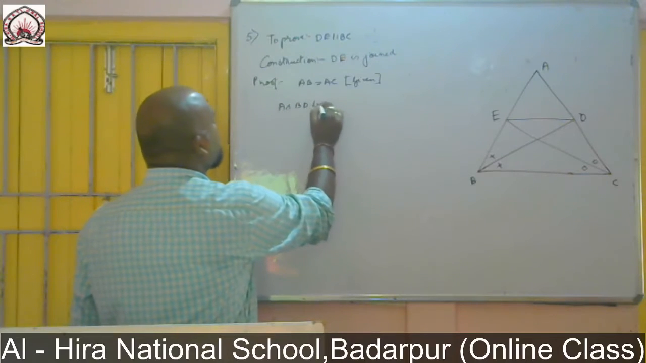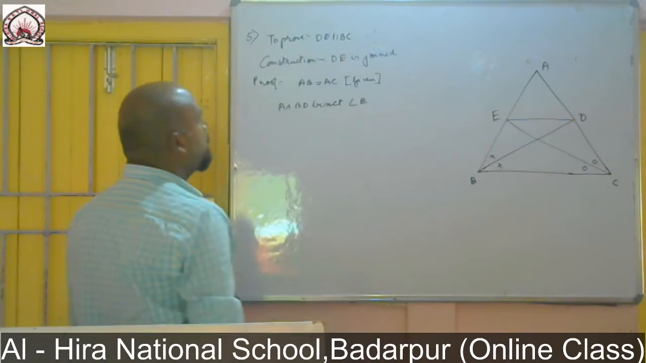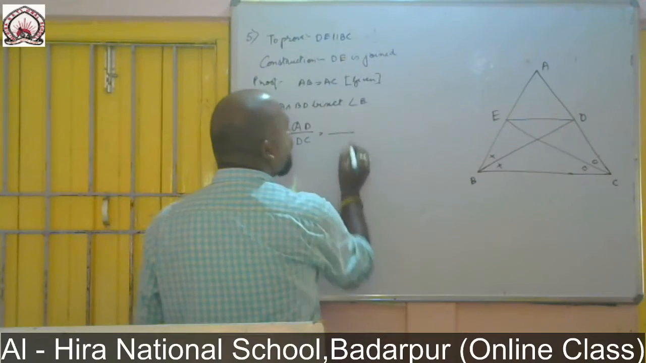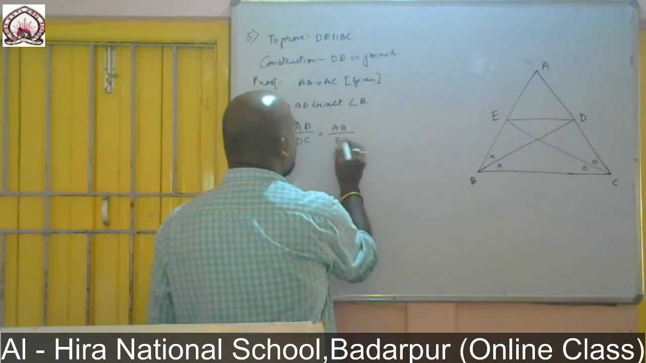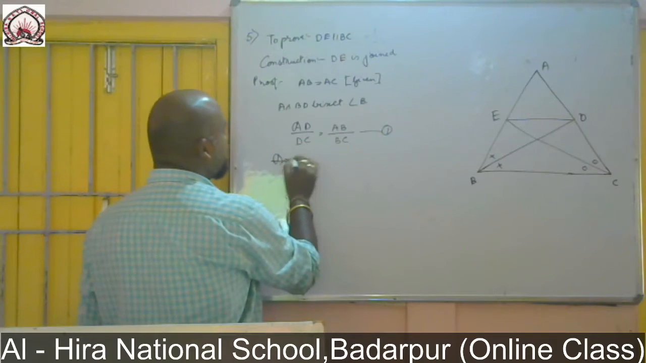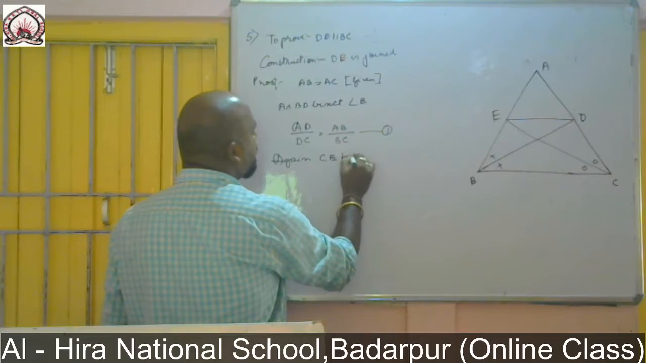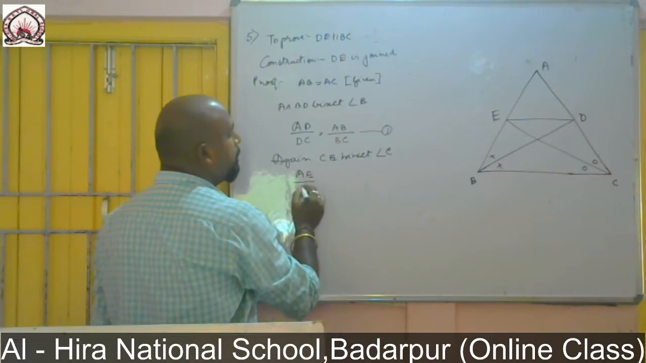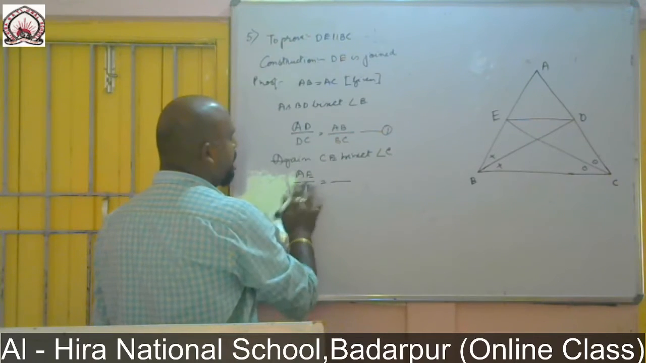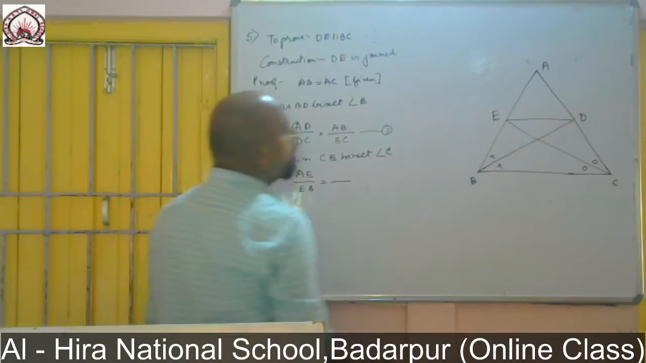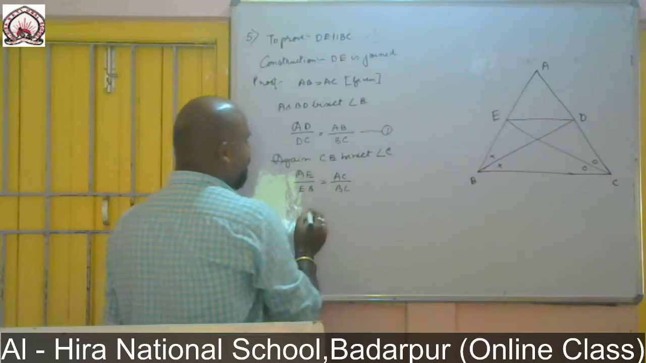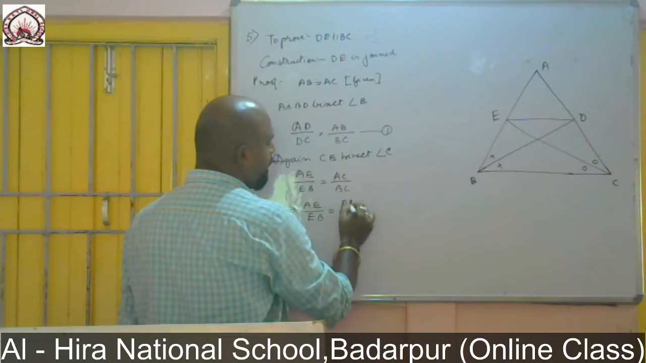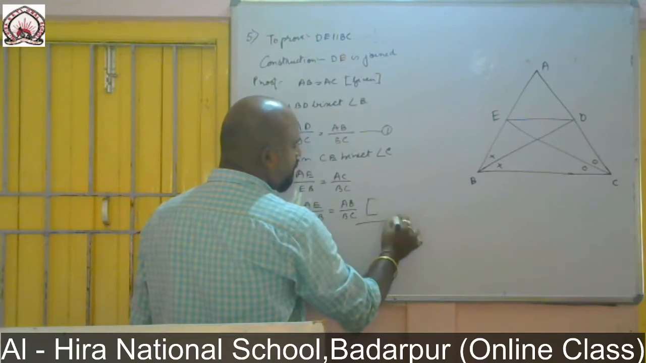As BD bisects angle B, then AD by DC will be equal to AB by BC. Again, CE bisects angle C, then you can write AE by EB equals AC by BC. This implies AE by EB equals, in place of AC we write AB, AB by BC. This is equation number 2.